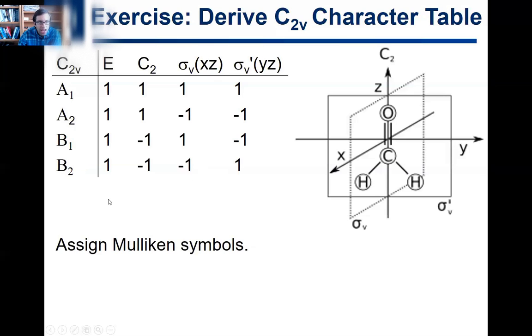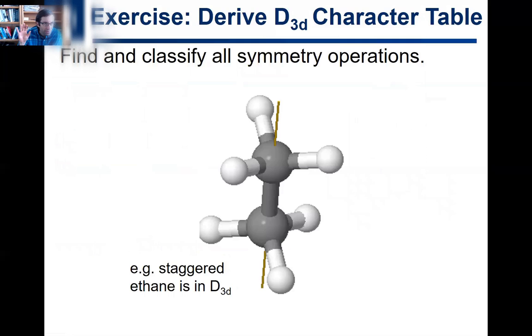Again, look at one of the previous videos and the previous slides for a list of these rules. They're easy to follow, and it's just language type rules. So that's the C2v character table. In the next video, we're going to do a much more complicated one.